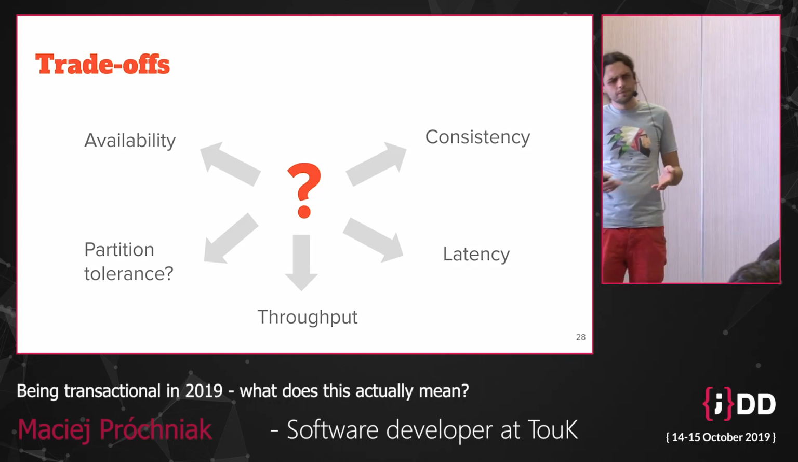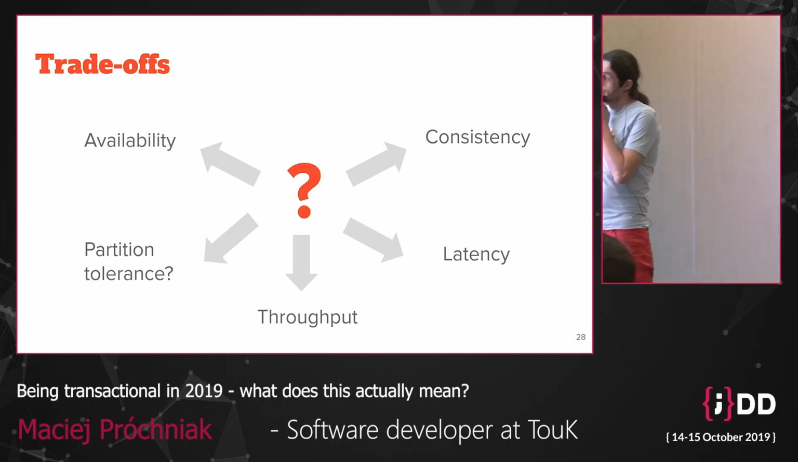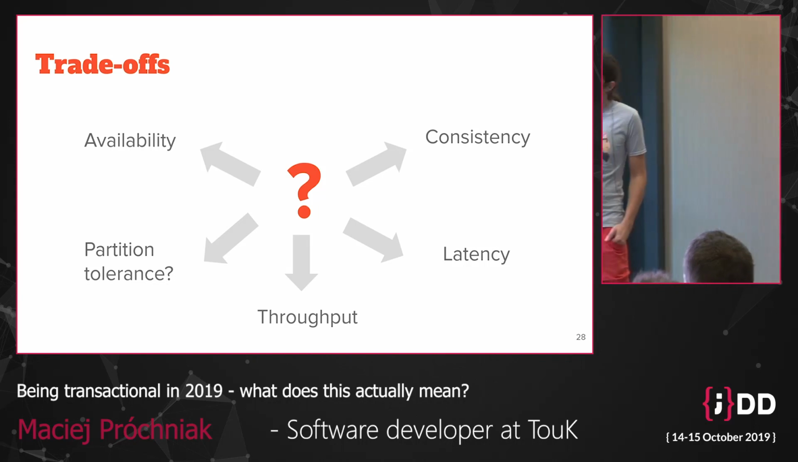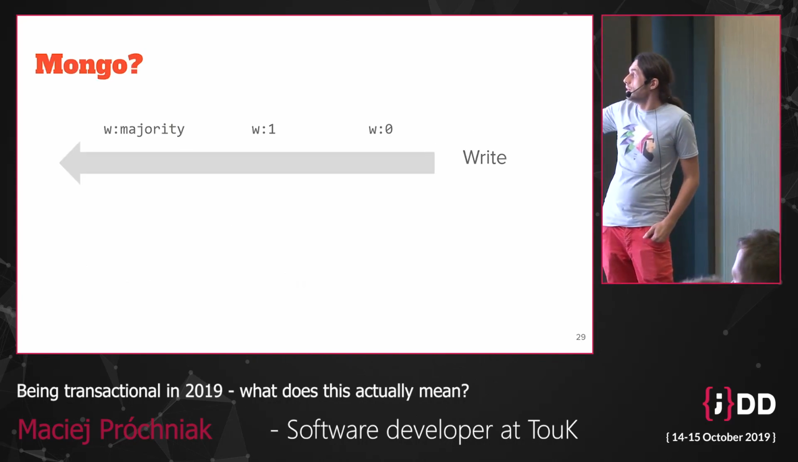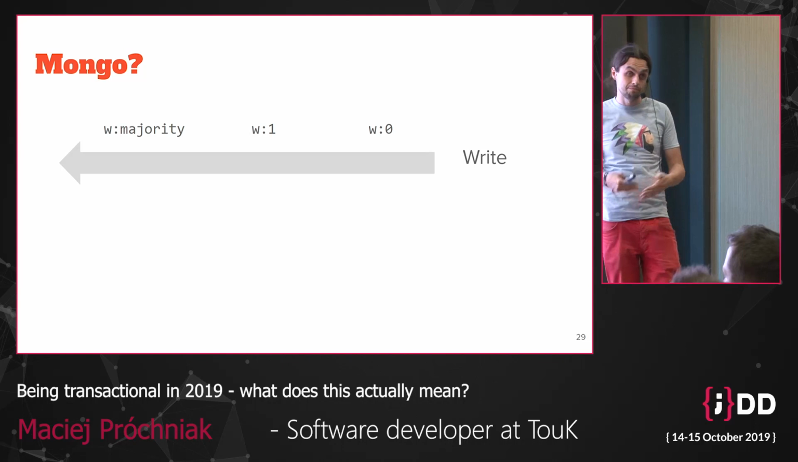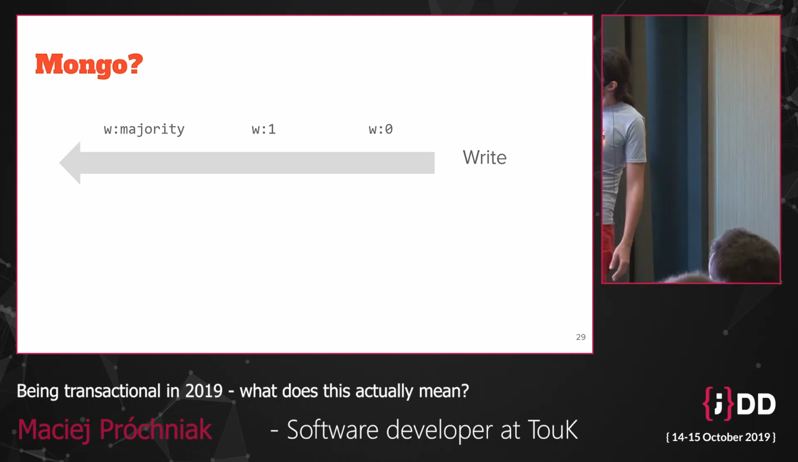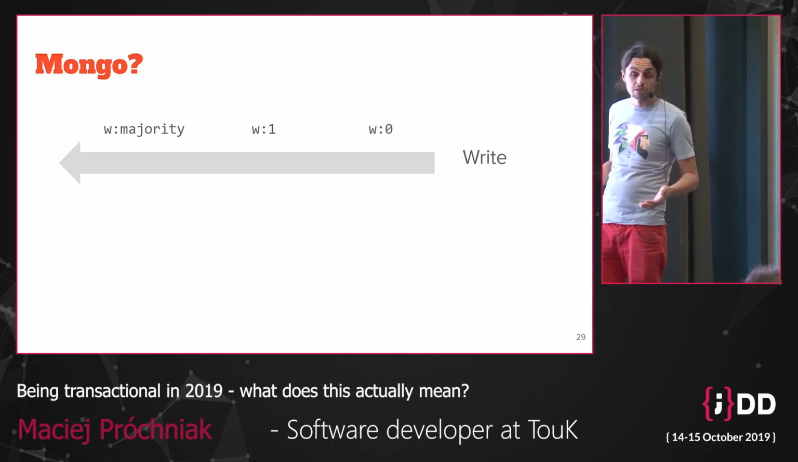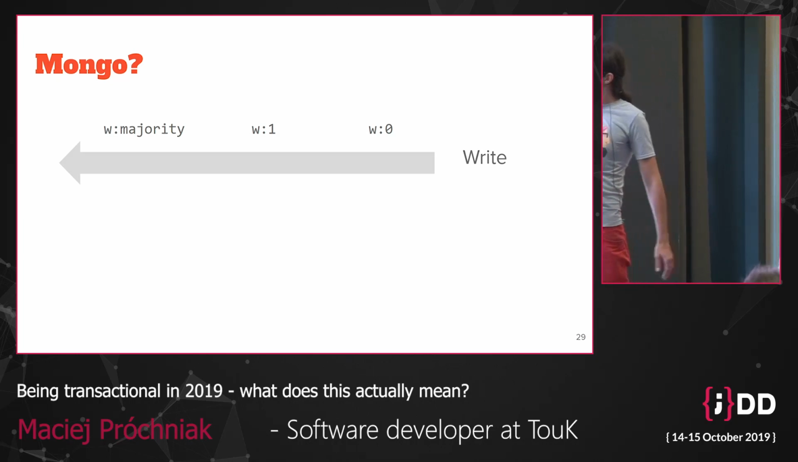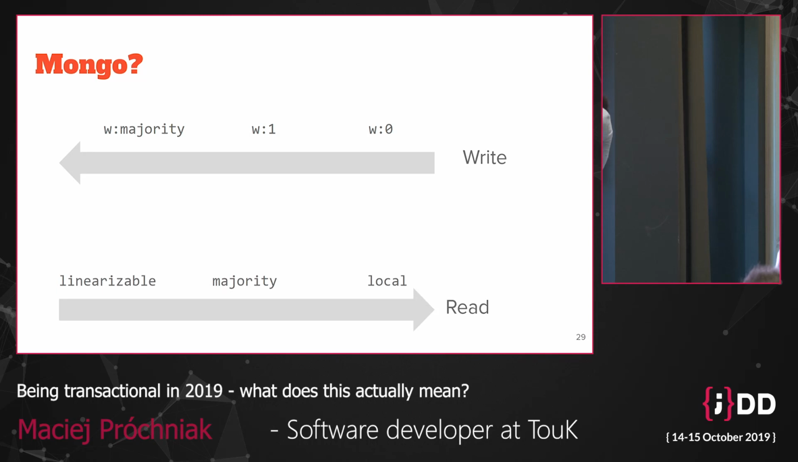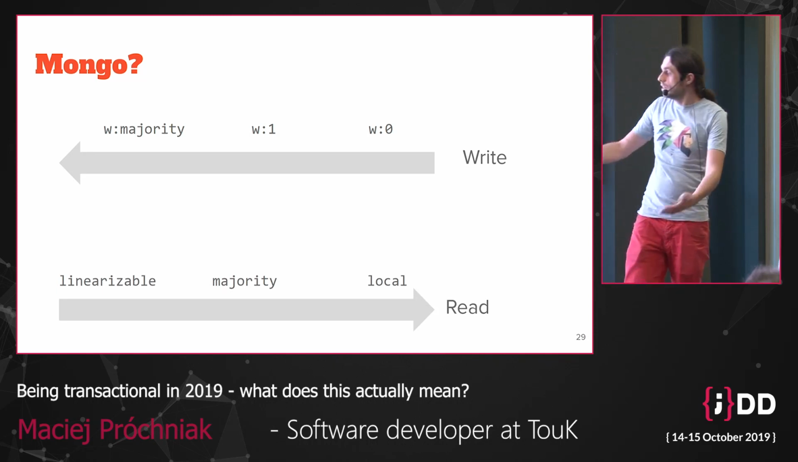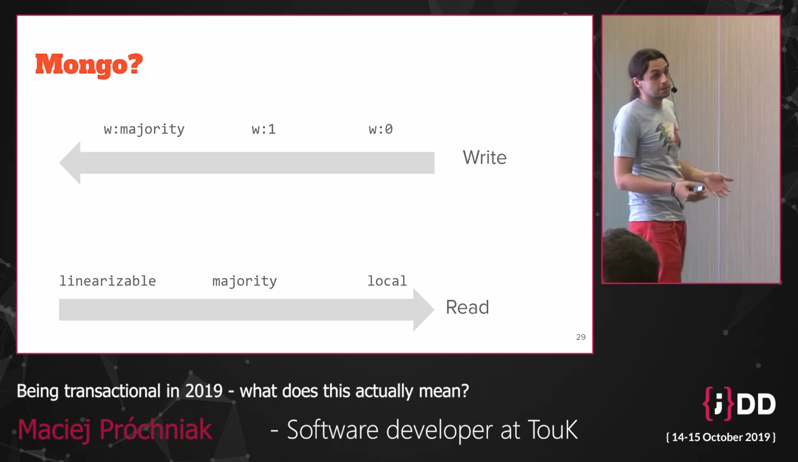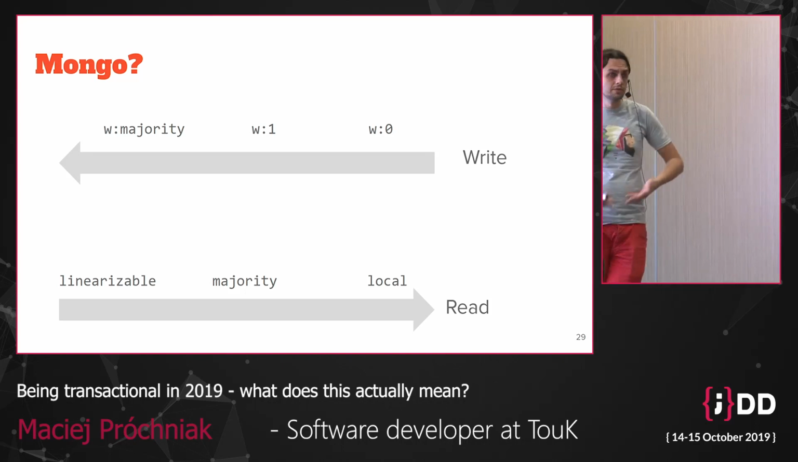And in fact, if you look at Mongo from the beginning, all those trade-offs are essentially present in its settings, right? If you want to write some data to Mongo, you can decide what level of consistency you have, right? 0, 1, or majority. And if you read, you also have some choices like local read, majority read, or linearizable read.